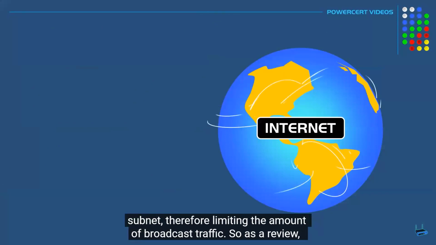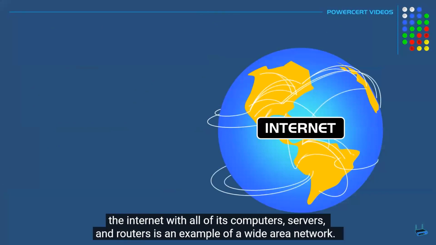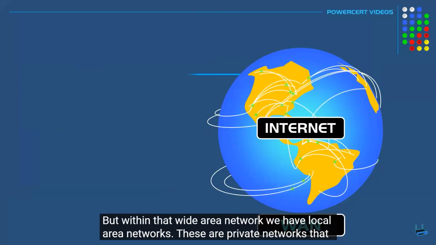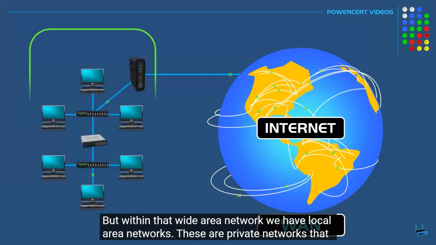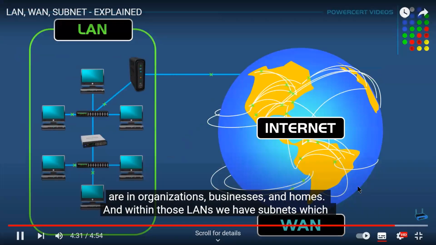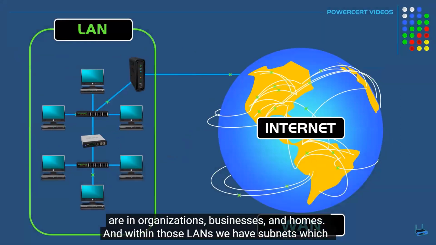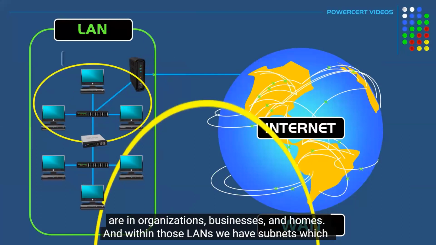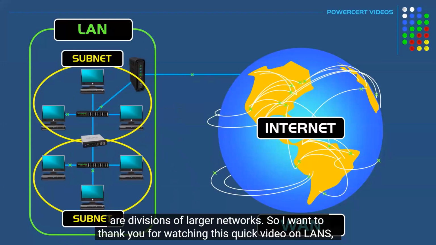As a review, the Internet with all of its computers, servers, and routers is an example of a wide area network. But within that wide area network, we have local area networks. These are private networks that are in organizations, businesses, and homes. And within those LANs, we have subnets, which are divisions of larger networks.